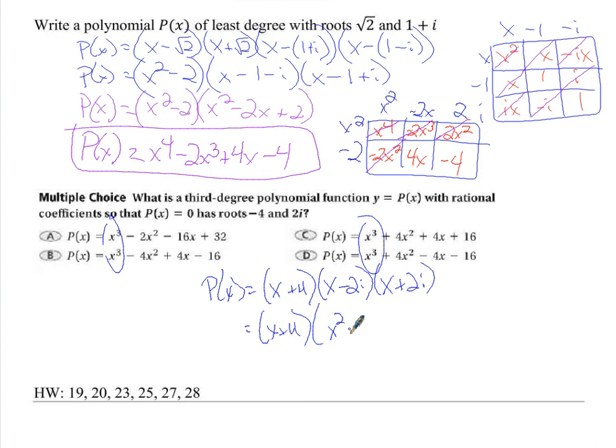The O and I disappear. Negative 2i times positive 2i would be negative 4i squared, so that gives me positive 4. So it's x squared plus 4 in there.